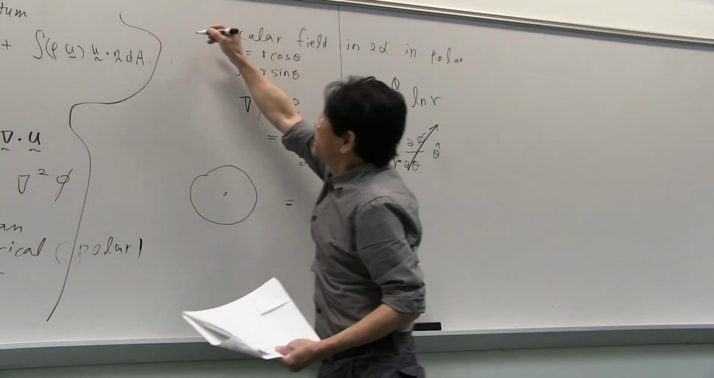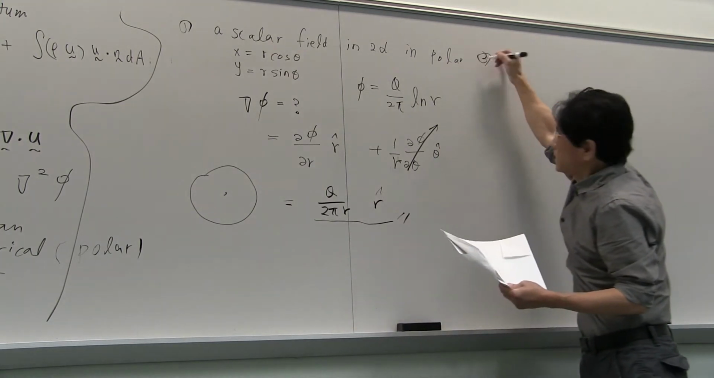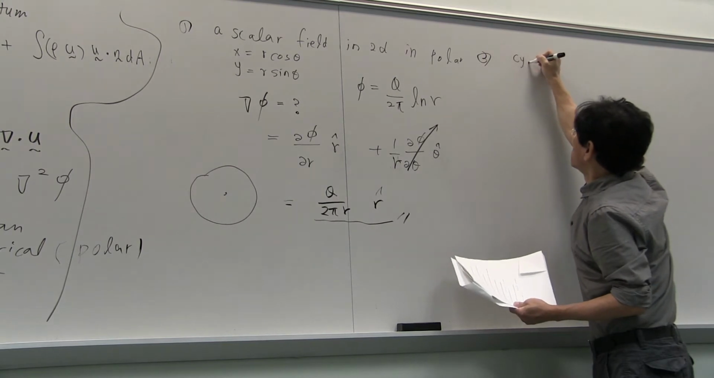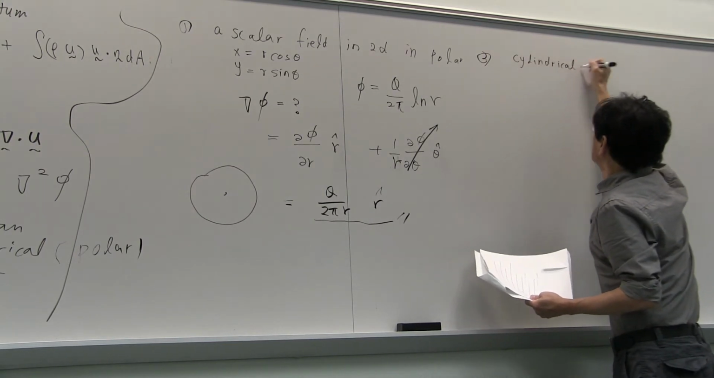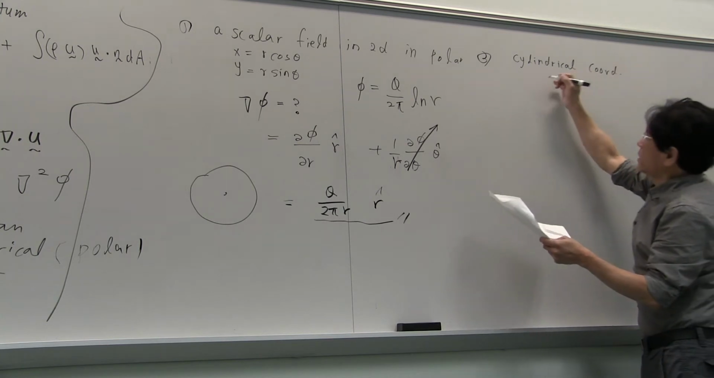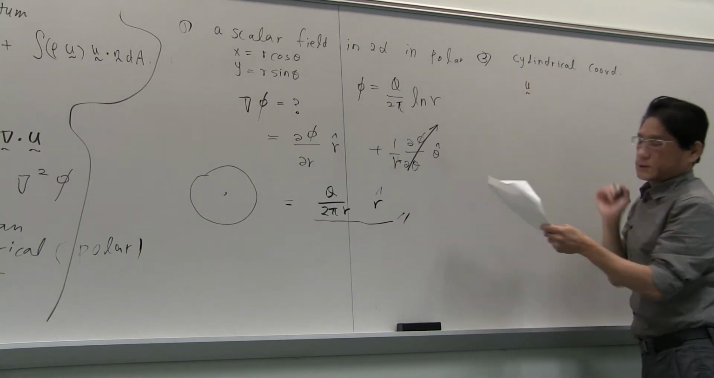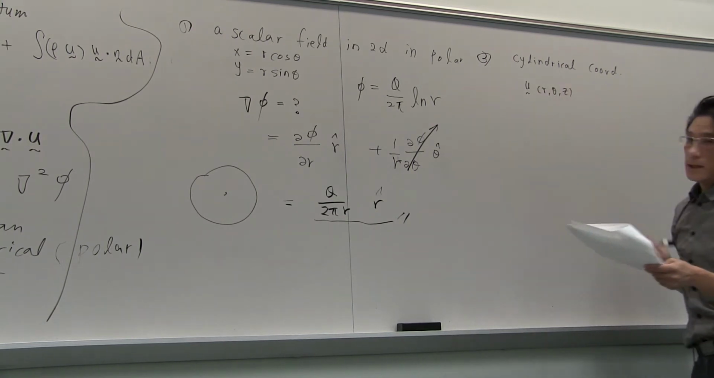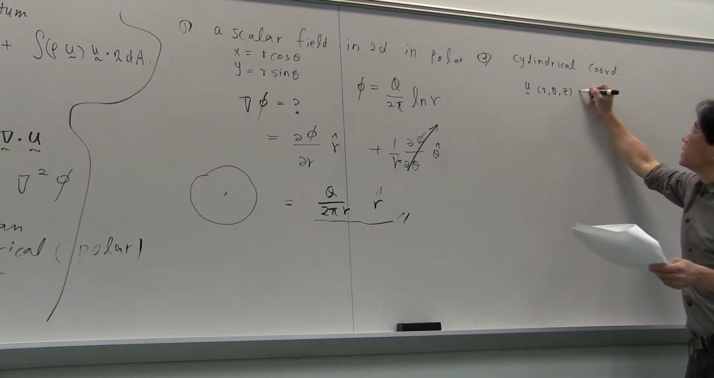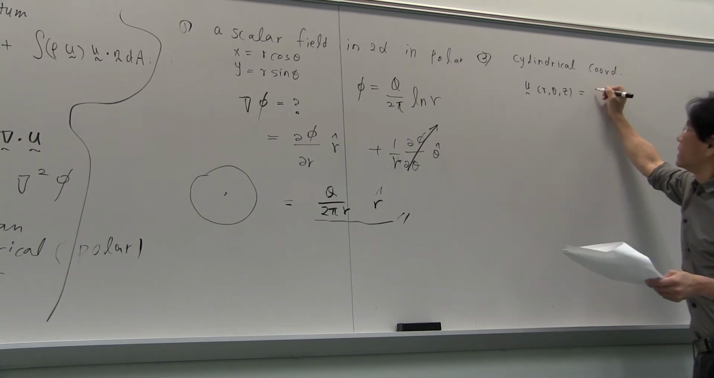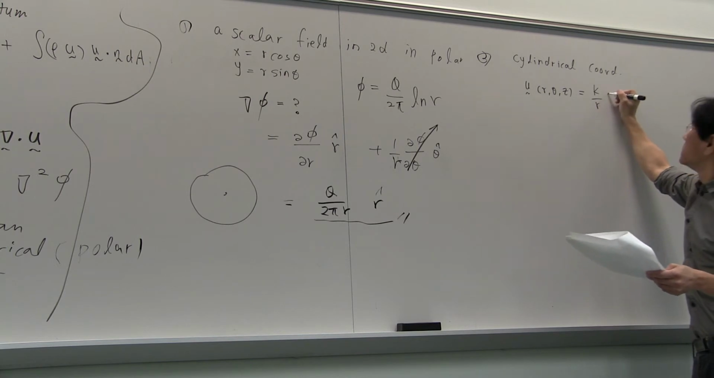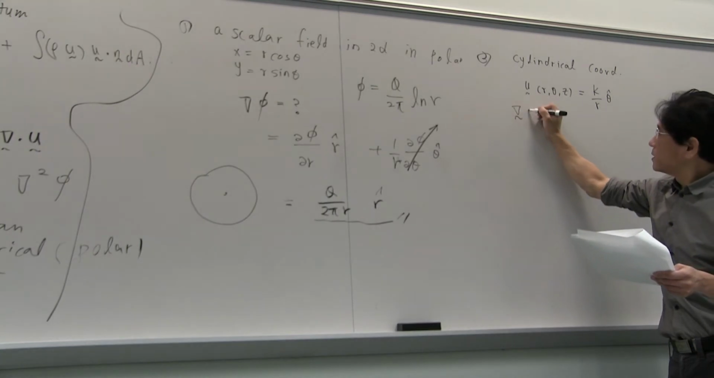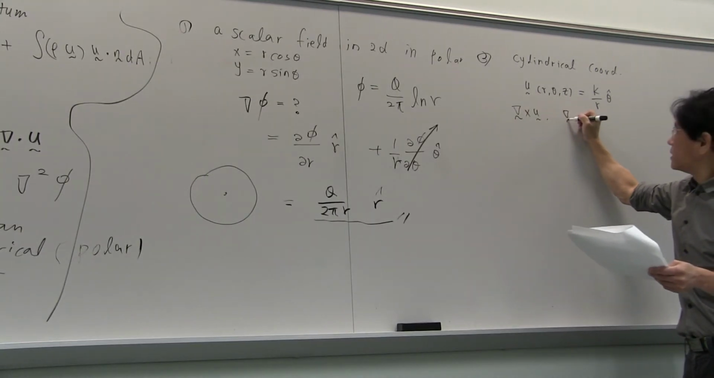Okay, next one. So this is the second one, and this is in cylindrical coordinates now. You have a velocity field function in the r, theta, and z directions. However, this u is represented by k over r in the theta direction. So now you have to evaluate curl u and divergence u.